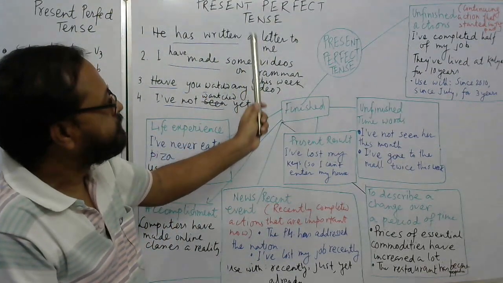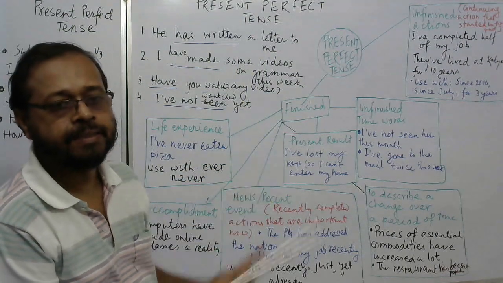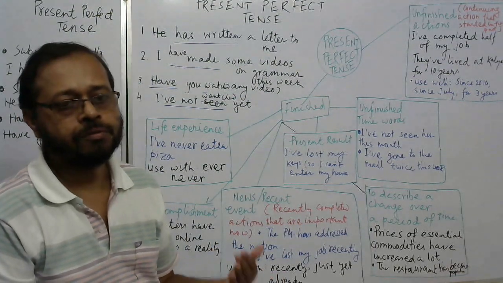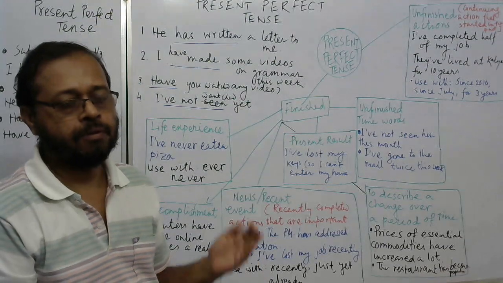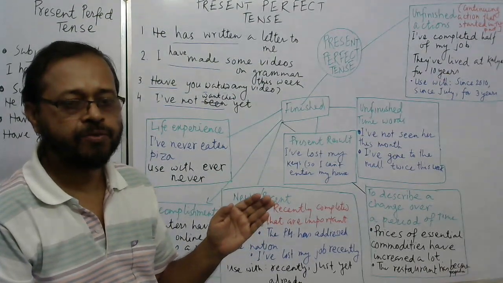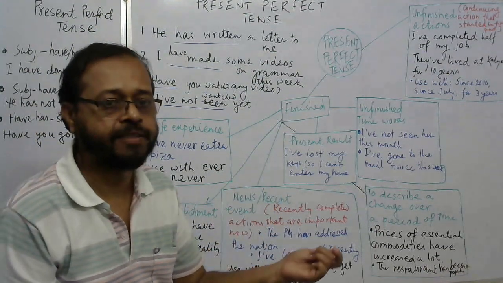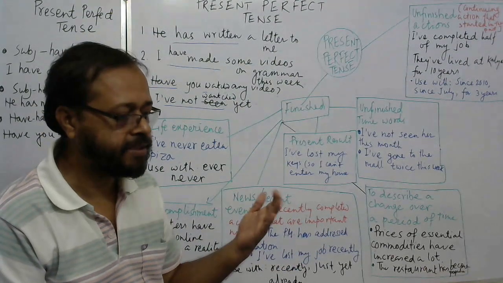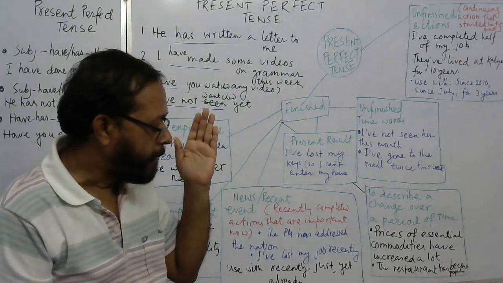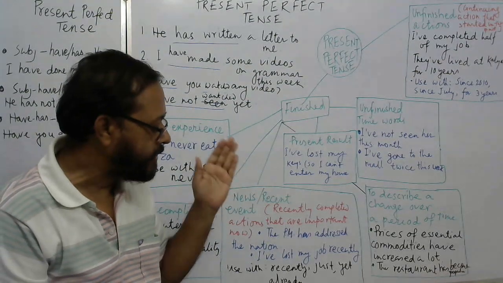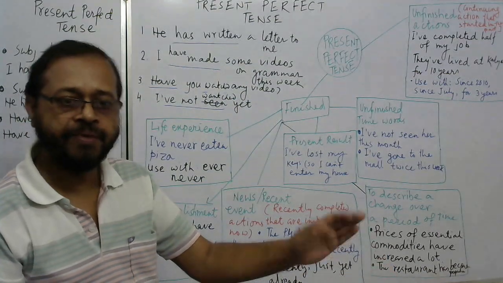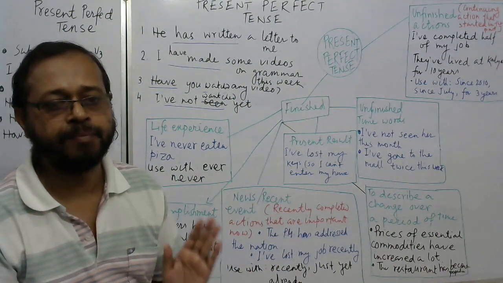The present perfect tense is generally used to talk about just completed action. It is a grammatical combination of present tense with perfect aspect. What is perfect aspect? That is, it is used to a past event that has present consequence. A past event. The event is past, but its result is still there in the present.